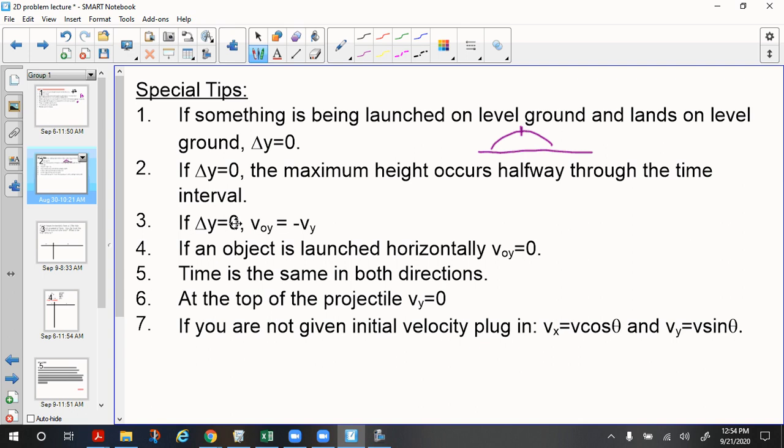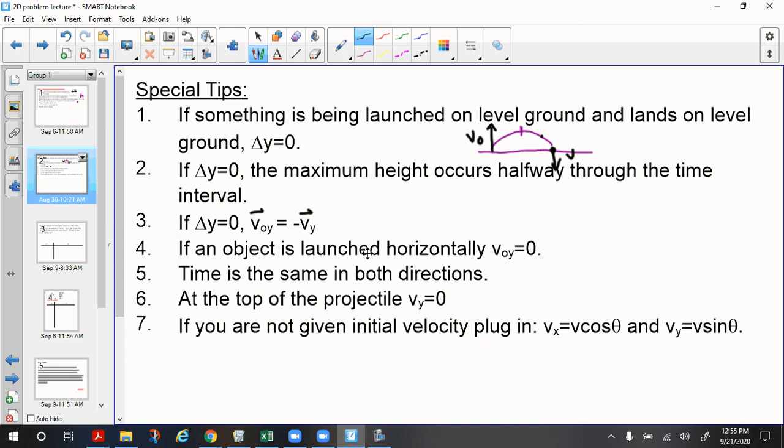If delta Y is 0 also, the initial velocity in the Y direction is equal to the negative of the final velocity in the Y direction. I should put little vectors over those, which are hard to type in. We've talked about that in our one-dimensional motion stuff, where if we have a velocity on the way up, it slows down at negative 9.8 meters per second squared till it stops, turns around, goes back down and accelerates at the same rate for the same amount of time. So your speed will be the same, just the opposite direction. So there's your initial velocity and there's your final velocity.